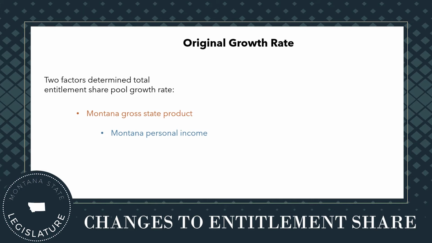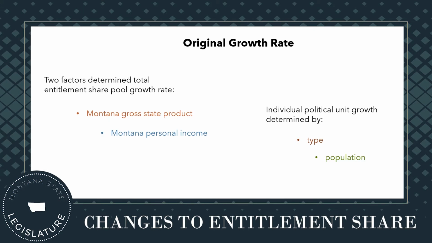Once that factor was used and determined for that entitlement pool growth rate, then individual political units' growth rates were determined by two additional factors. One, it was determined by type, so counties, cities, and consolidated governments grew by different growth rates. And then also the population of the individual political unit determined just how much money each individual group will receive. So again, that was a very quick overview.